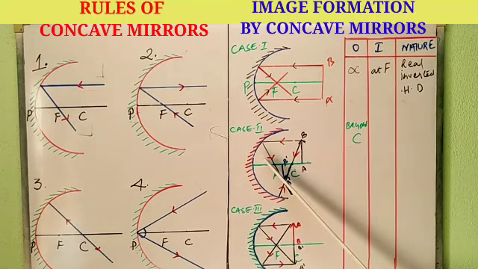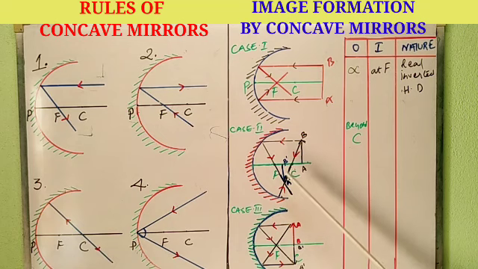This is one reflected ray. This is the reflected ray for ray 1 and this is the reflected ray for ray 2. These both rays are meeting at this point here. So here an image is formed and the image is represented by the blue line, which is A dash B dash, and the object is represented by the black line AB.